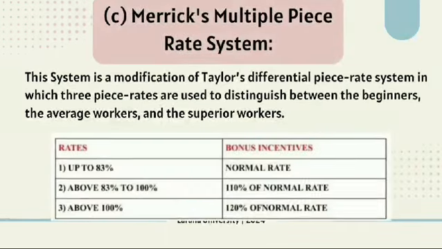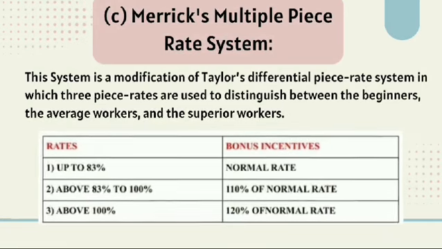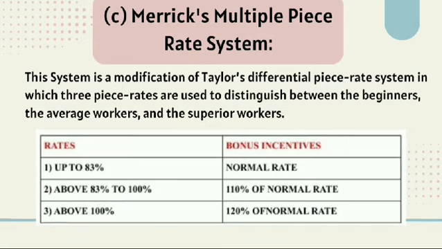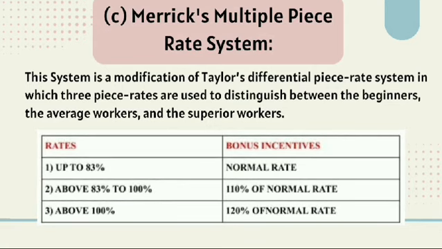Then Merrick's multiple piece rate system. This method is a modification of Taylor's differential piece rate system. Under this method, three piece rates are applied for workers with different levels of performance. First, wages are paid at ordinary piece rate to those workers whose performance is less than 83% of the standard output, and 110% of piece rate will be given to workers whose performance is between 83% and 100%, and 120% for the workers who produce more than 100% of the standard output.